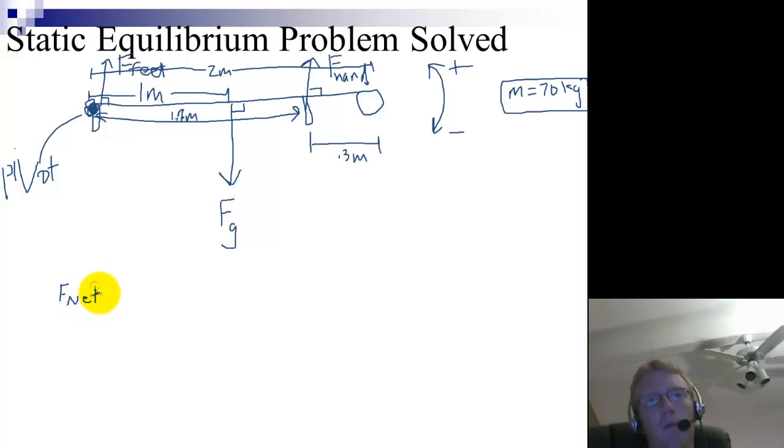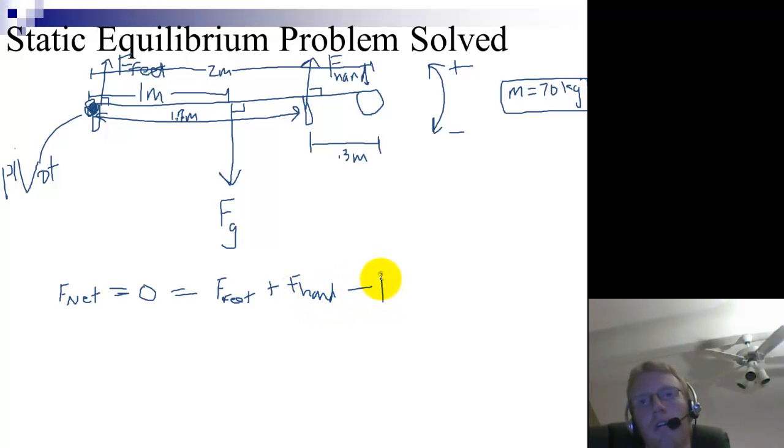F net is supposed to equal 0 if it's in equilibrium. What's F net? We've got the upward force of the feet and the upward force of the hands. Those two are both upward: F feet plus F hands, minus the downward force of gravity, equals 0. There's one equation. Force of gravity is mg, which is 70 times 9.8. I don't have my calculator with me, so you'll have to type that in and get an answer.